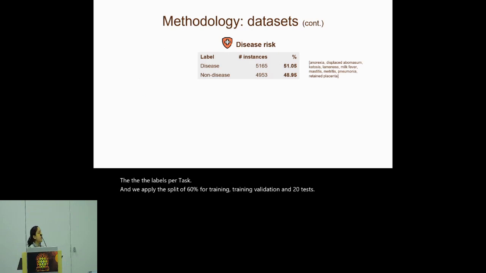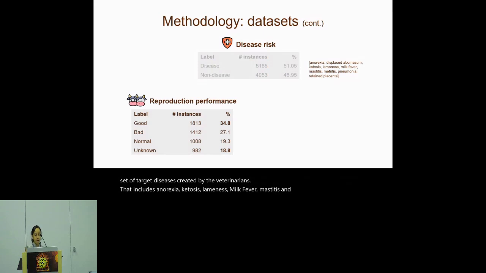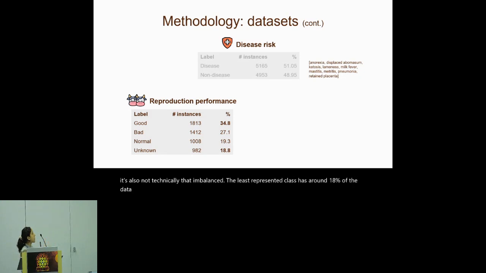So as you can see, our data set to predict disease risks is fairly balanced. We are considering a set of target diseases curated by the veterinarians that includes anorexia, ketosis, lameness, milk fever, mastitis, and others. For the reproduction performance, you can see that the data set is not quite as balanced, but it's also not technically that imbalanced. The least represented class has around 18% of the data set, and the most common class has almost 35%.